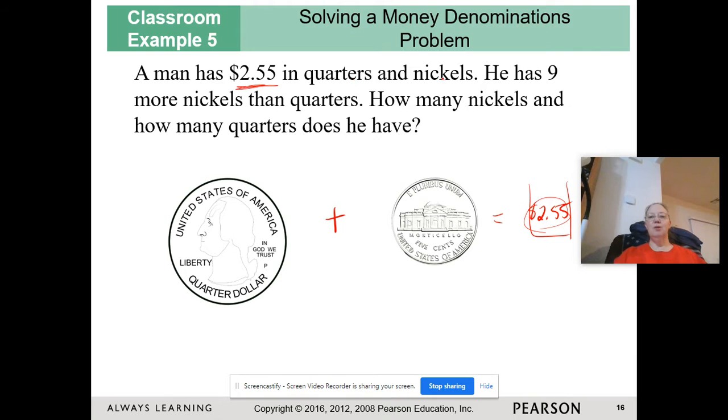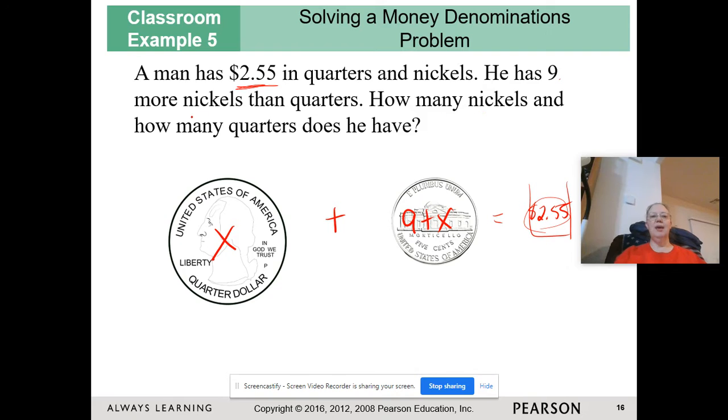All right, so we've got quarters and nickels. We've got 9 more nickels than quarters. Notice we described the nickels, but we did not describe the quarters. So the number of quarters we have, we're going to call that X, and the number of nickels, we're going to have 9 plus X.